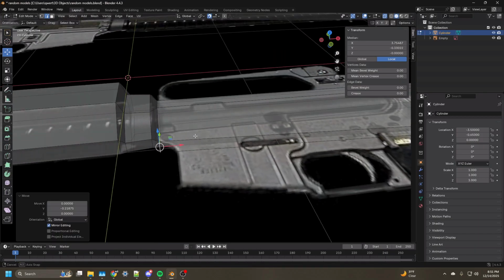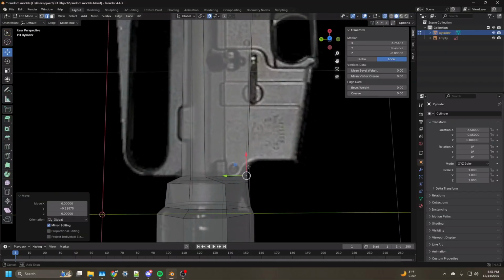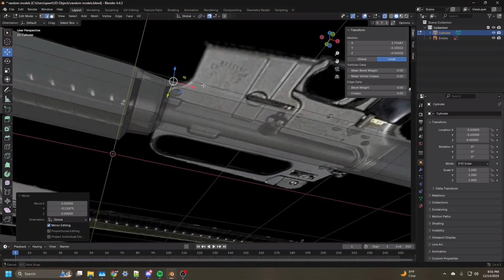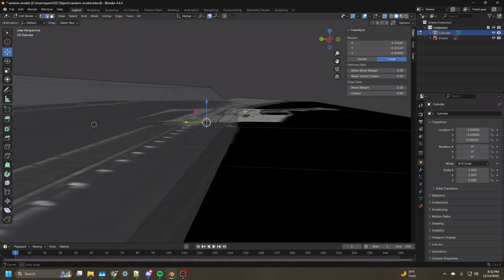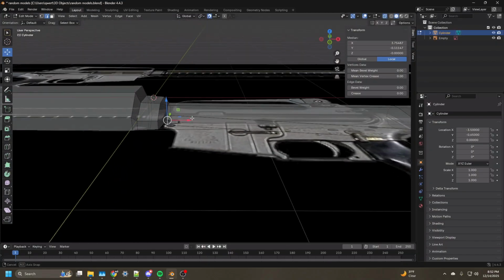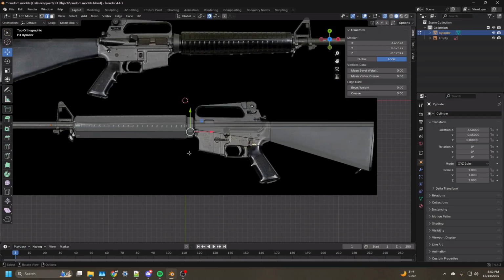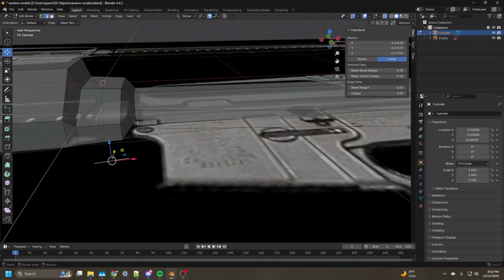Hmm, but that's not the ring part. It's not the ring part though. That's not good. Yeah, I'm trying to keep that ring part for the handguards working well. Yeah, I mean so far that's pretty alright. I might just kind of go with it.